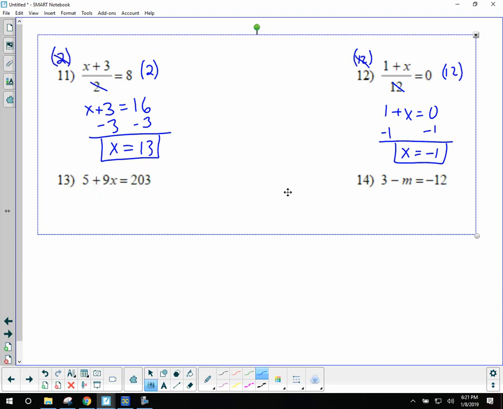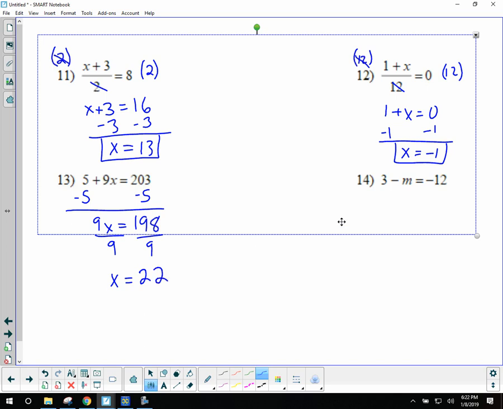These are easy. Look, all you got to do is subtract the 5 first. So now we have 9x equals, what's 203 minus 5? 198. Divide by 9. And we get, that's beyond me, I'm going to use my calculator. And I get 22.